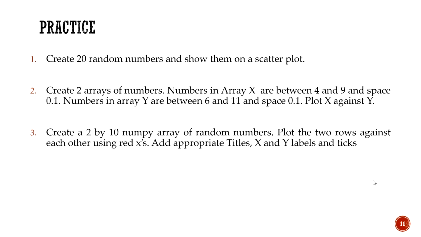In the third problem, we want to create a 2 by 10 NumPy array of random numbers. Plot the 2 rows against each other using red X's. So we want to change the color and use X as our marker. And then we want to add appropriate titles, X and Y labels and ticks. At this point, I would encourage you to pause the video, try to generate these 3 figures, and then compare your code with mine, because these 3 problems help with summarizing the main points we discussed in this lecture.